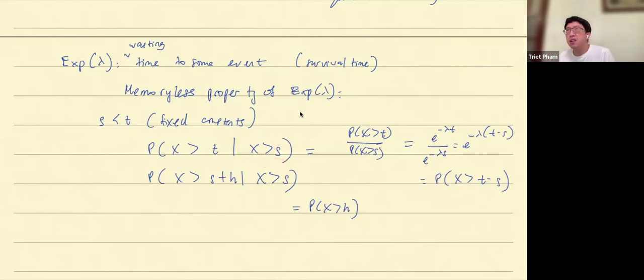I think maybe an easier example to think about is like a human, right? People's age.